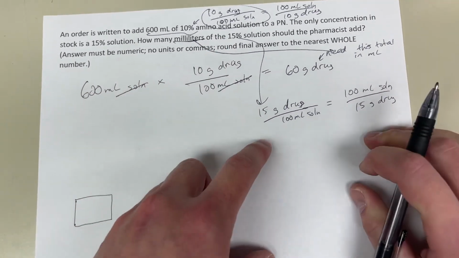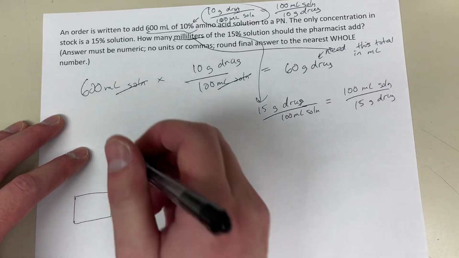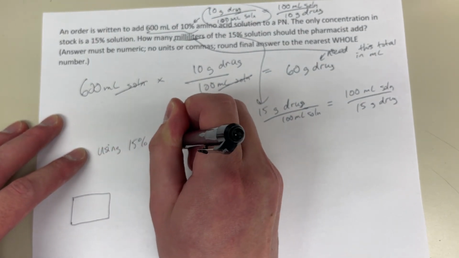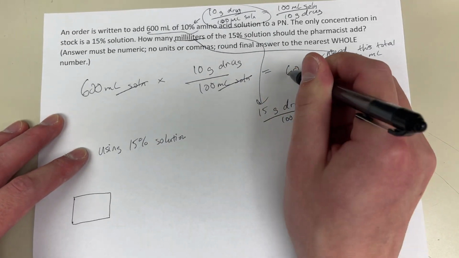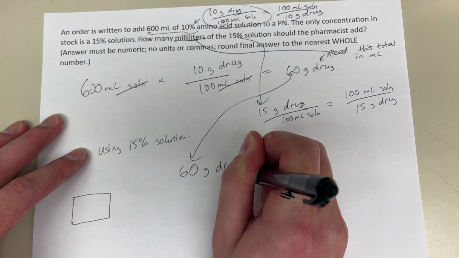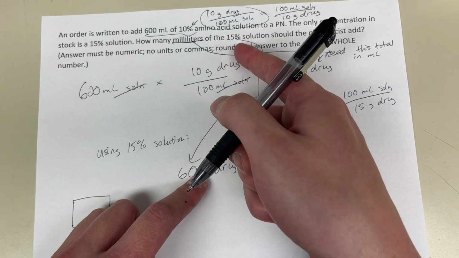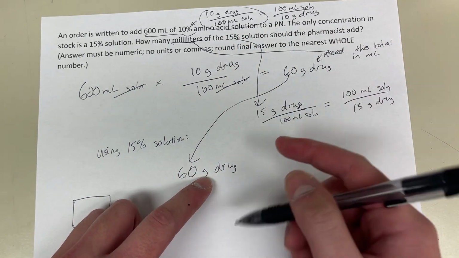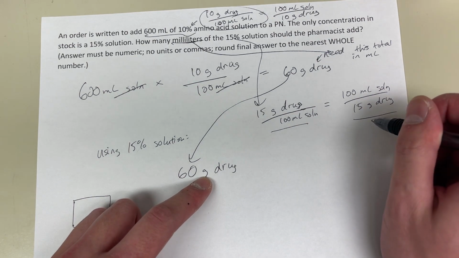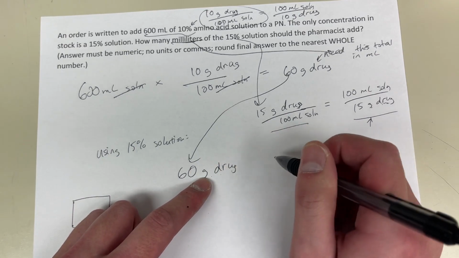I'm going to know which one to use based on whatever I'm starting with. So now I'm going to use the 15% solution. I have the 60 grams of drug here. To convert that to milliliters, I'm going to use that conversion factor, the 15% solution. So I'm going to use either this one or this one. And I know to use this one because it has grams of drug in the denominator that I'm going to use to cancel this out.